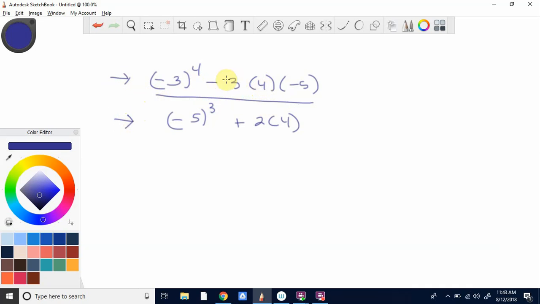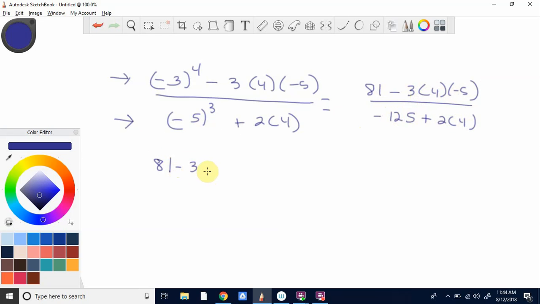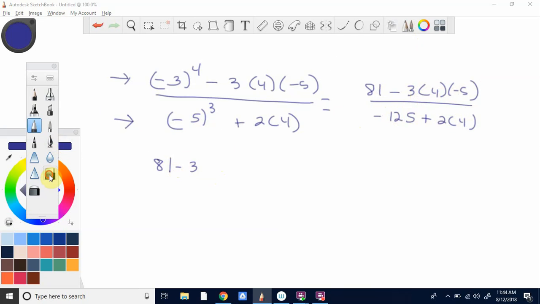Parentheses, nothing to do inside. Exponents, yes. So negative 3 to the 4th, so that's negative 3 times negative 3, 4 times, which results in a positive 81, minus 3 times 4 times negative 5 over negative 5 cubed, which results in a negative 125, plus 2 times 4. So now we're going to do multiplication. So I've got 81 minus 3 times 4 times negative 5.